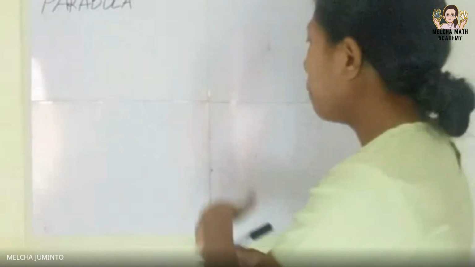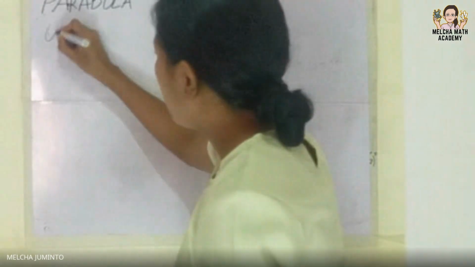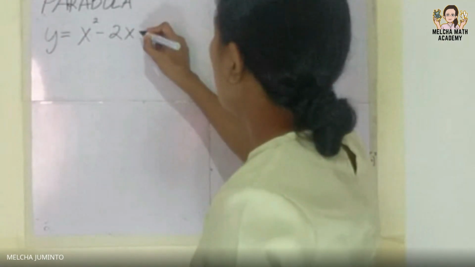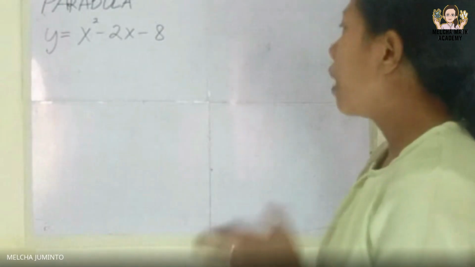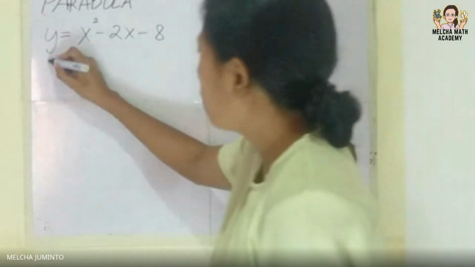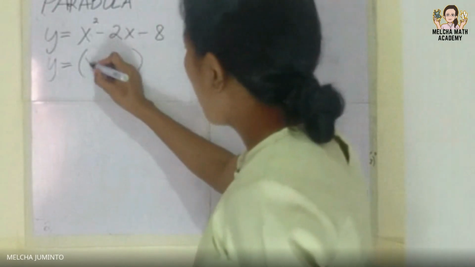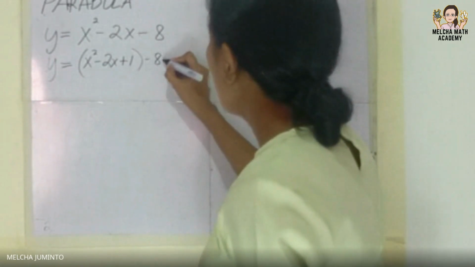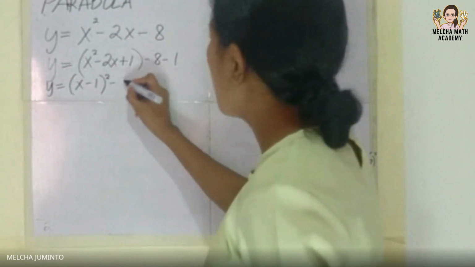You will learn more about how to graph this by this example. Let's have the same function: y equals x squared minus 2x minus 8. To graph this function, we need first to write it in vertex form. So we write y equals x squared minus 2x, then plus 1 minus 8 minus 1. Therefore, y equals (x minus 1) squared minus 9.